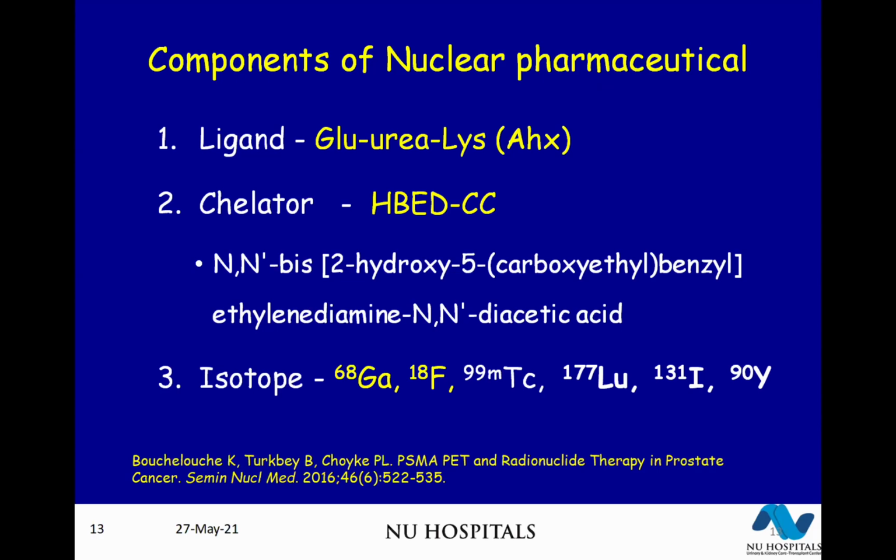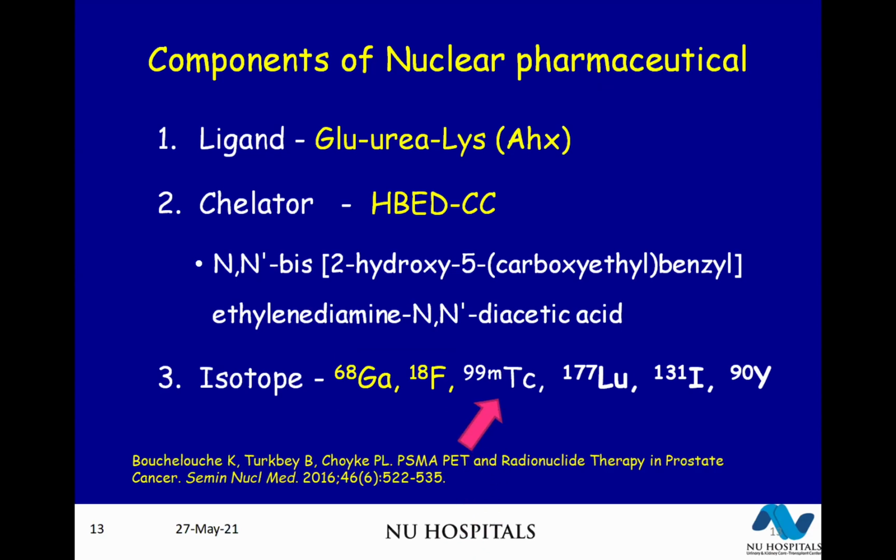And the isotopes which we are using currently for the PET scan of PSMA are fluoride and gallium. That depends on the emitter which we use, whether we are using a cyclotron or a generator for the production of the radionuclide. So gallium-68 and fluoride-18 are commonly used for primary staging as well as for biochemical recurrence in case of malignancy.